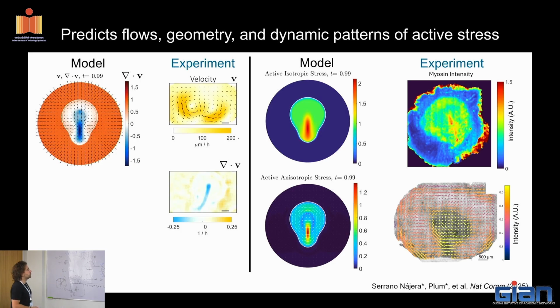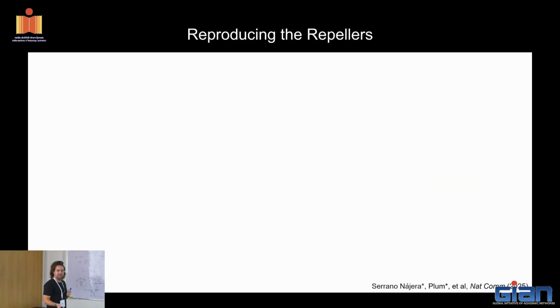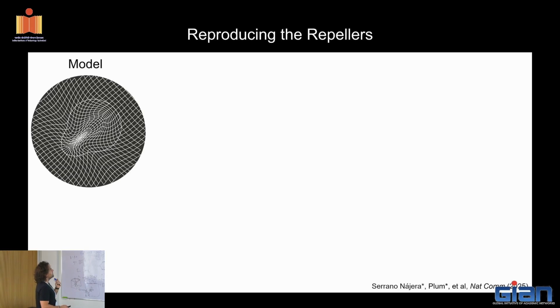So we're happy to compare velocities and the active stress from experiments and model. But what we wanted to do was reproduce the attractors and the repellers. So now I can just use this velocity field and advect the Lagrangian grid. I start with a uniform grid, and then at the later stage I get this distribution of the grid.